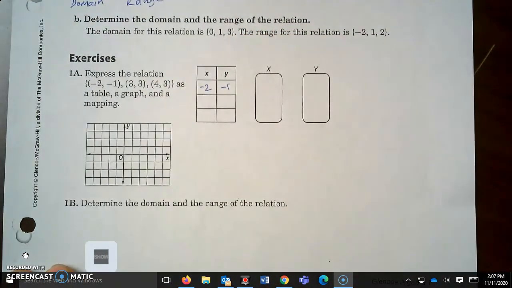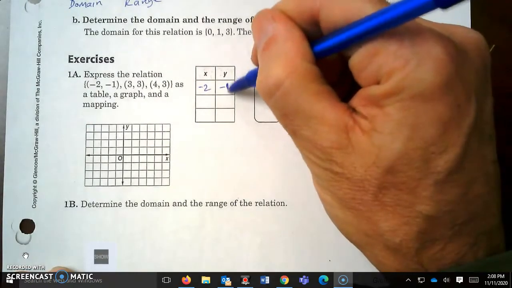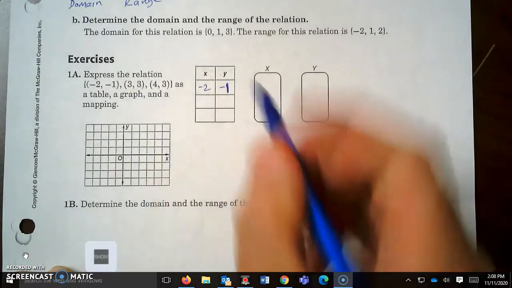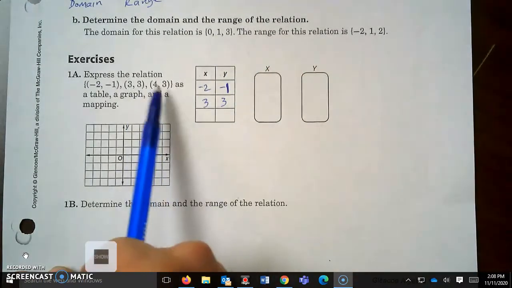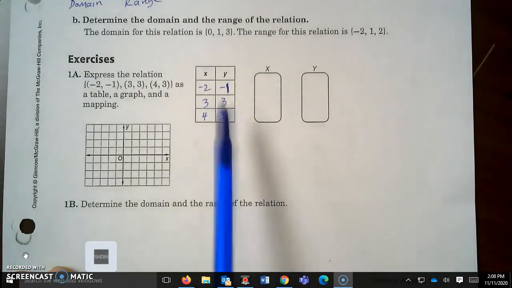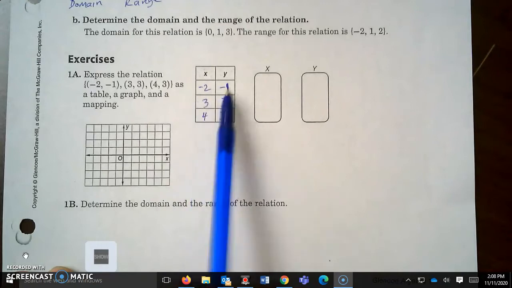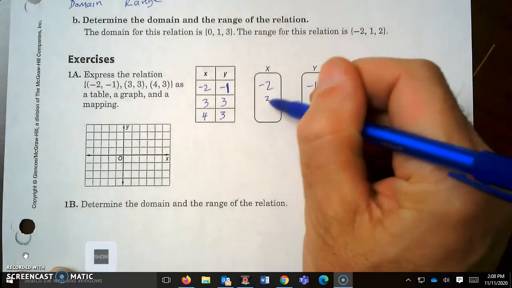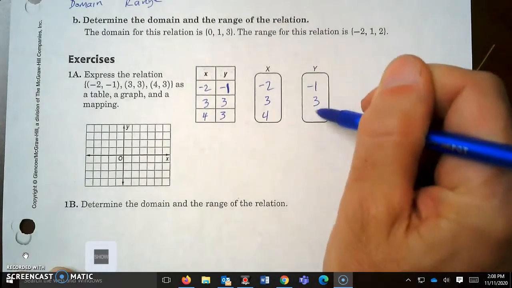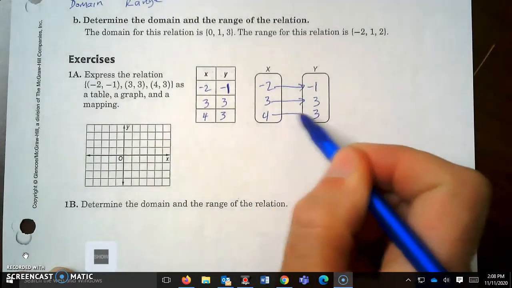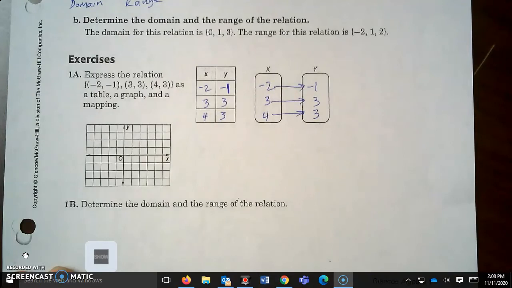-2, -1. Sorry, that 1 got a little curve there. The next ordered pair is 3, 3. And then the next ordered pair is 4, 3. You're just representing the information a different way. Now for the mapping, same way. -2 is the input, -1 is the output. And so on. 3 pairs with 3, and 4 pairs with 3. Then we draw these arrows, and on the assignment, I remind you, you must have the arrows. Not just lines, arrows, going from input to output.